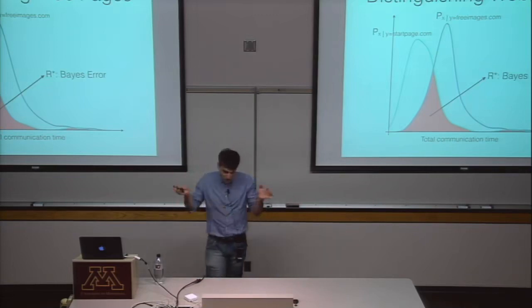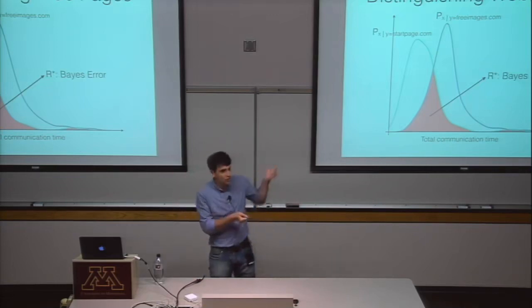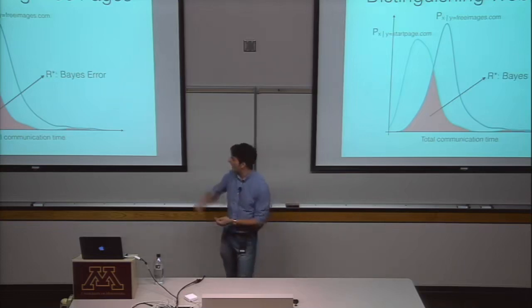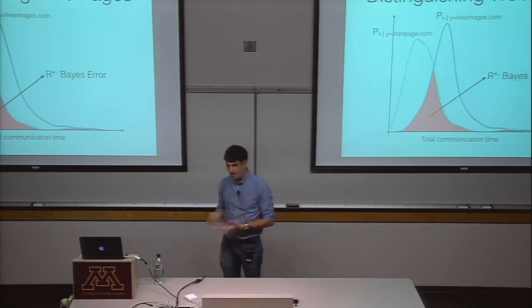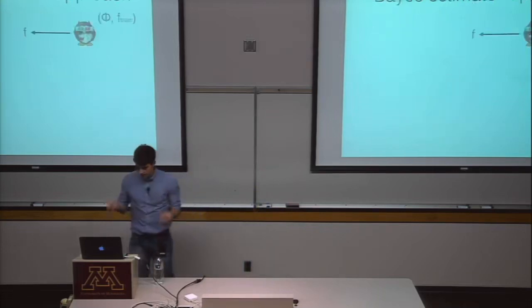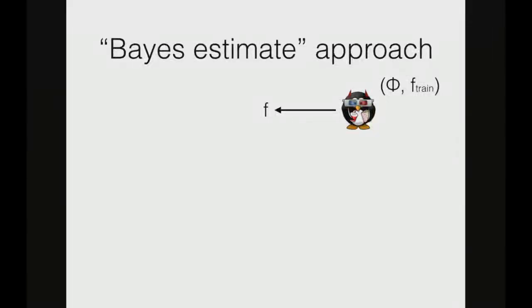Now, of course, in the real world, we do not know the real distribution of data. Otherwise, machine learning would be solved. And thus, we don't know the real Bayes error. However, there are ways to estimate it. So let's go back to the problem of website fingerprinting. We consider some adversary using a certain feature set, phi, and training a classifier f.